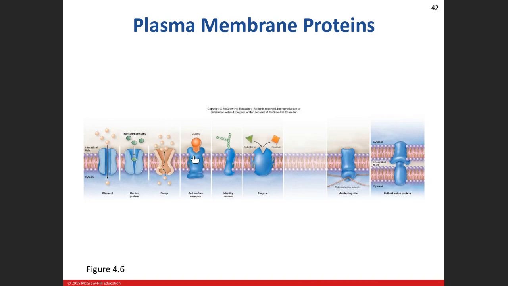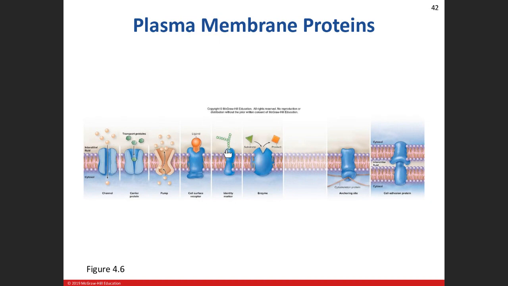Here you can see a cell surface receptor. This is our lock and key. Here's the lock, the blue protein, and the ligand is the key. It could be some sort of chemical, some sort of molecule, anything. When that happens, it can start a chain reaction. It can turn something on, it can turn something off. It can cause the cell to get rid of stuff, or it can cause the cell to take stuff in.